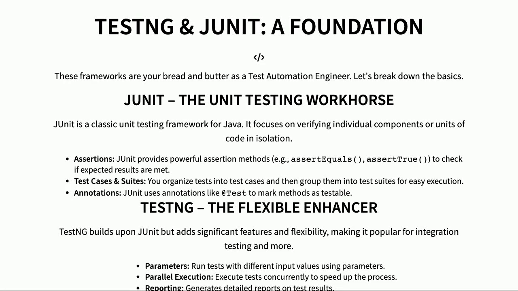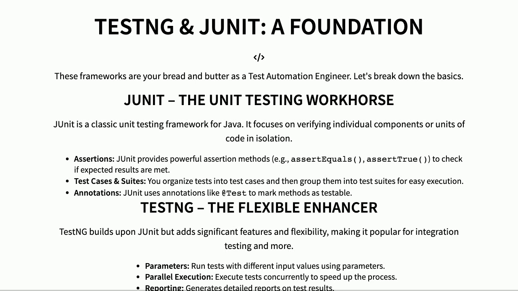Okay, let's talk about the core tools you'll be using: JUnit and TestNG. JUnit is a really solid foundation for unit testing in Java. It helps you verify that smaller pieces of your code are working correctly on their own. It uses assertions to check if things match what you expect, and organizes tests into test cases and suites. Now TestNG builds on top of JUnit, adding some powerful extra features like running tests in parallel, using parameters to set different inputs, and generating more detailed reports. Think of it as a way to make your testing process even faster and easier.